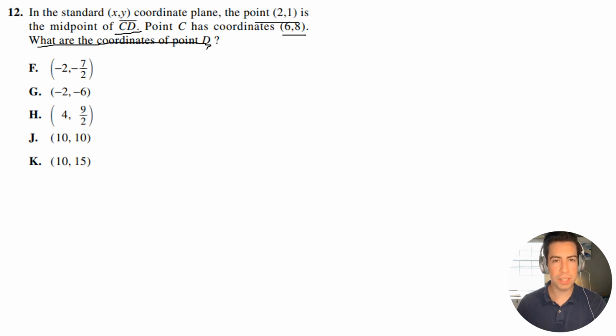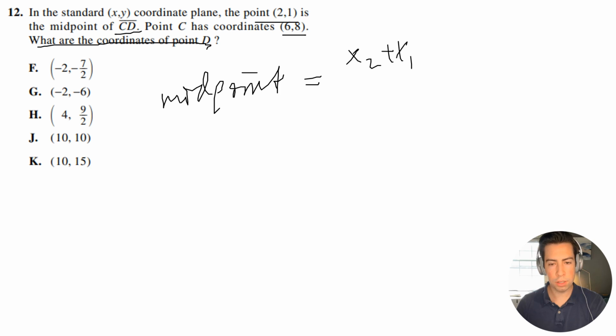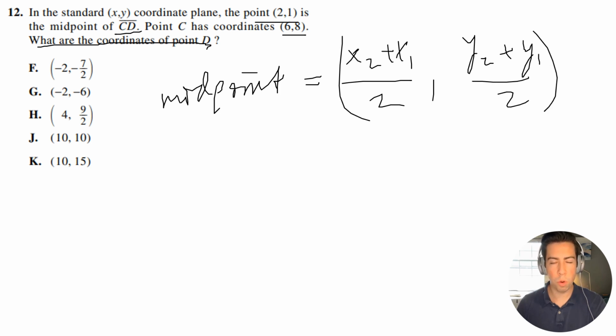Okay, so we're going to have to use a little bit of conceptual reasoning here. Let me show you what I mean. So let's just start with the formula for midpoint, right? The midpoint is just going to be the average between 2 points. Does that make sense? So it's basically going to be (x2 plus x1) divided by 2, and then (y2 plus y1) divided by 2. We're just finding the average between 2 points, okay?